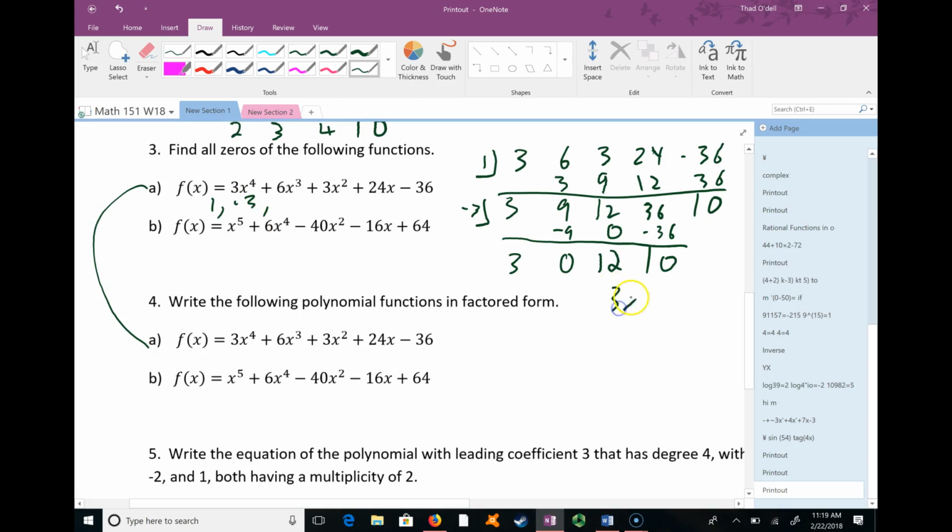Now, of course, this means 3x squared plus 12. If we set that equal to 0, we get x squared equal to -4, which means my other 2 zeros are 2i and -2i. That's what happens when I take the square root of -4. That's a plus or minus.